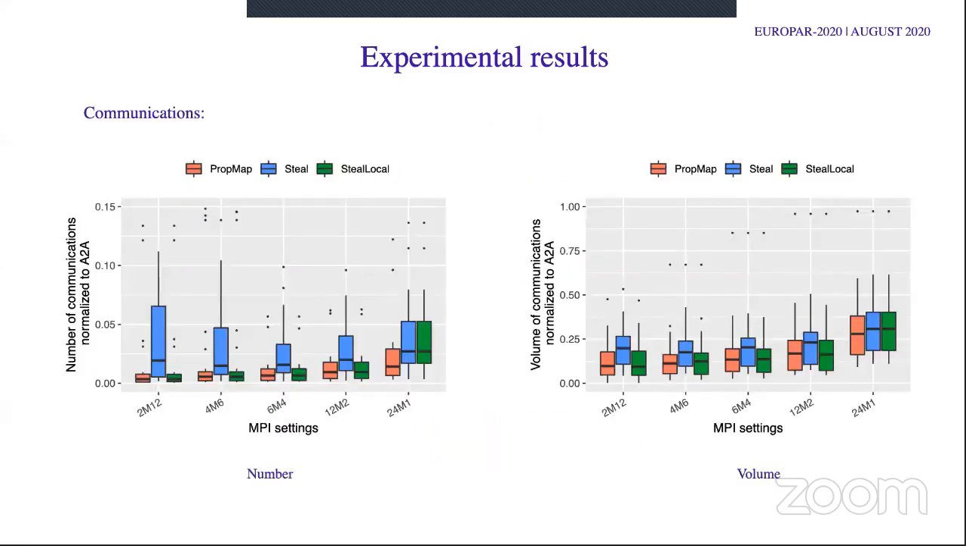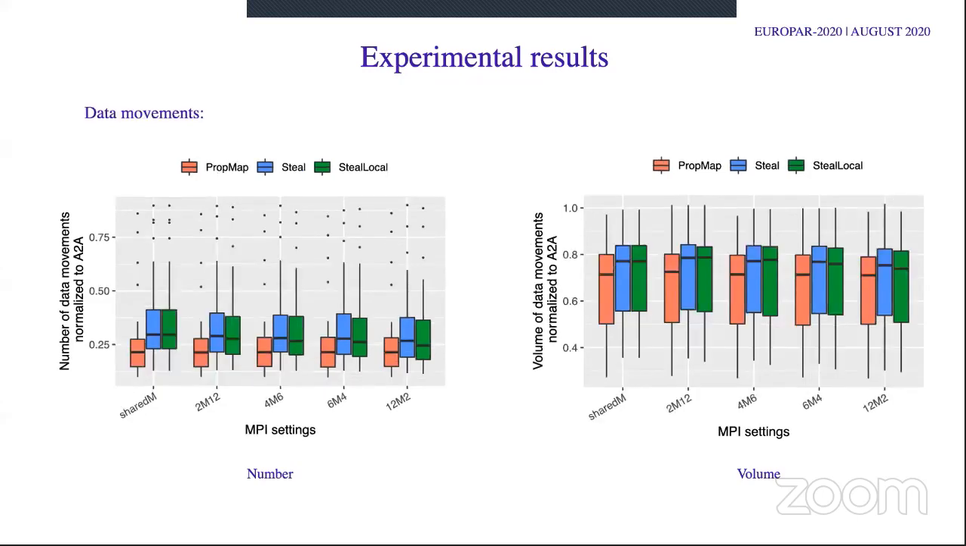Let's check the results. Those two figures show the data movements between different MPI nodes. The left figure is the number of communications. The right one is about the volume. The X-axis shows the different MPI settings. For example, 2M12 represents 2 MPI nodes and 12 threads. The number and volume of communication of steal is the same as proportional mapping and far lower than the reference algorithm all-to-all.